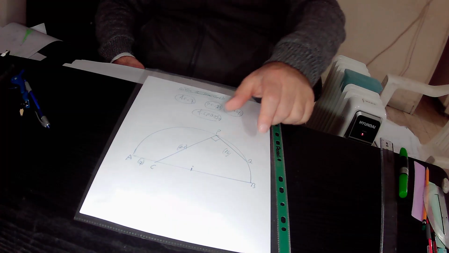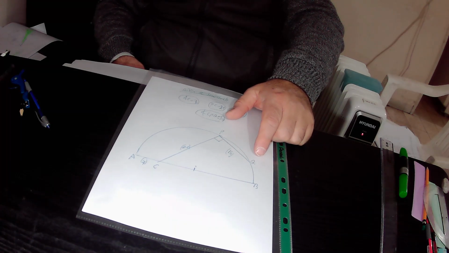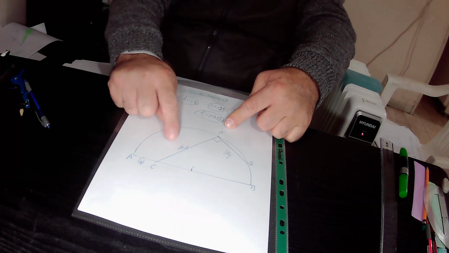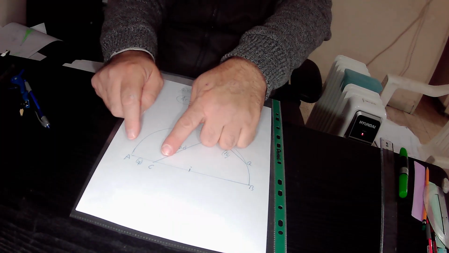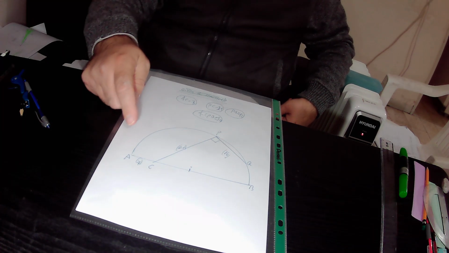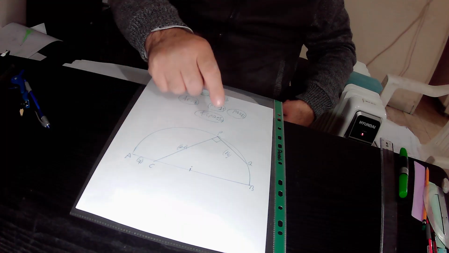This is a right angle. This is PQ, which equals 16 units. This is PC, which equals 21 units. We also know that AC equals 7 units. Again, our task is to find the area of this semicircle APQB.